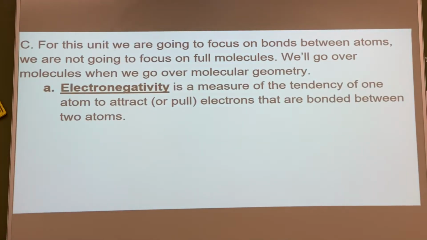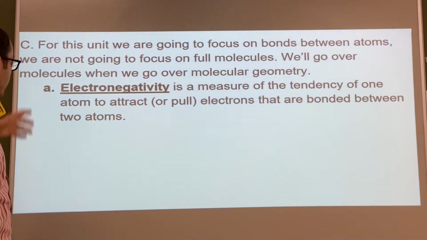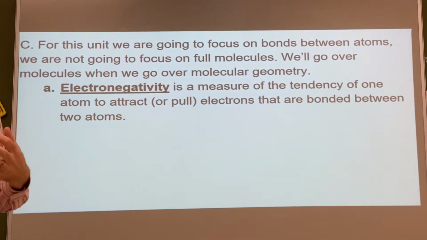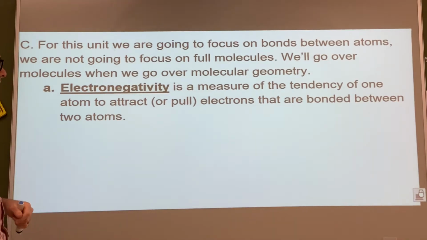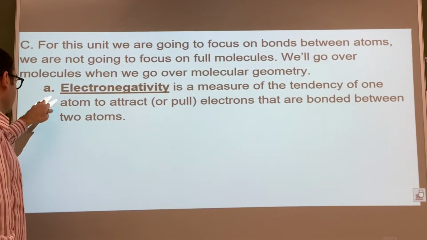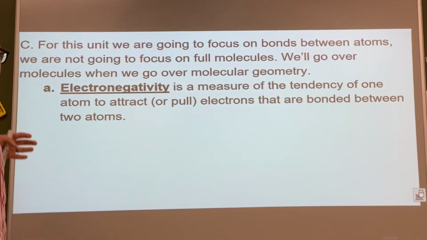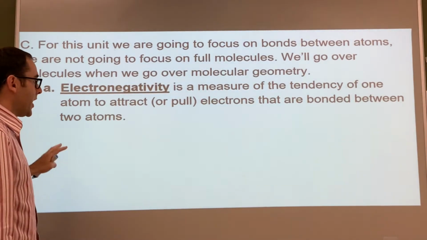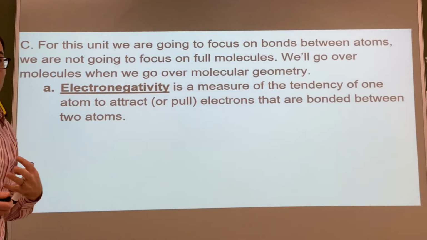All right, so for this unit, we're going to focus on bonds between atoms. We're not going to focus on full molecules. We're going to go over full molecules when we do molecular geometry. So we're going to keep it pretty simple right now, and don't worry, it'll get a little bit more complicated, a little bit more interesting when we get into the molecular geometry unit. So electronegativity is a measure of the tendency of one atom to attract or pull electrons that are bonded between two atoms.